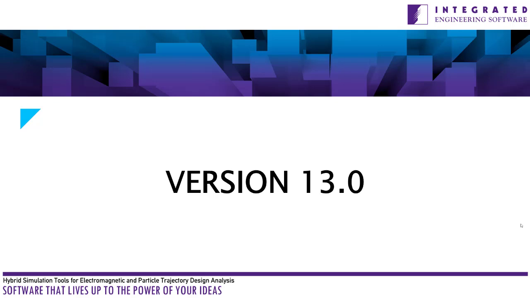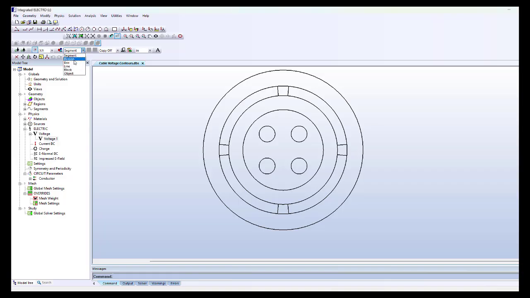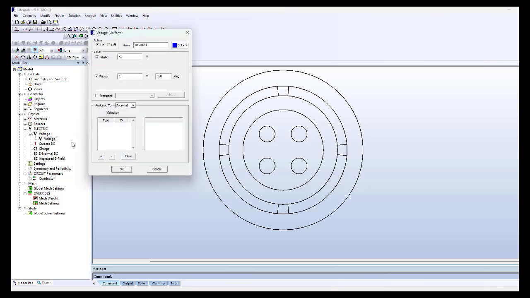This video will demonstrate the major improvements in Integrated version 13 programs by breaking them up into geometry, physics, and general enhancements. Geometry. In all our 2D programs, geometry can be selected by drawing a straight line through everything you want to select.